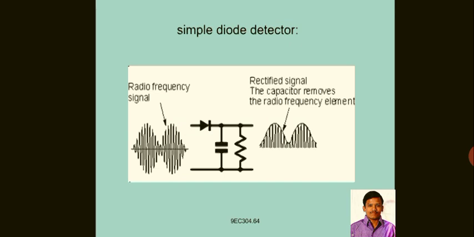So here the waveforms are given. The input waveform will contain the AM modulated signal. The output side will only contain the rectified signal, because during the positive cycle only we will get output, and during the negative cycle, since the diode will be off, we are only getting the waveform as shown in the figure.